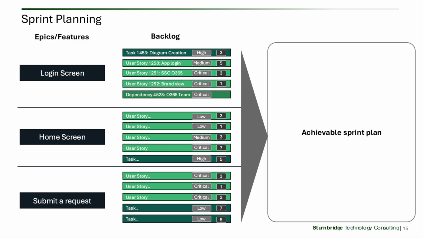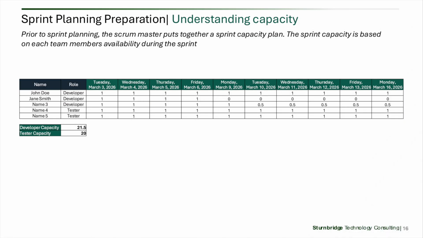A better approach starts with capacity. Capacity planning means understanding how much time and effort the team can realistically apply during the sprint. That includes looking at each team member's availability. Vacation, holidays, training, support responsibilities, reduced allocation, and other commitments all affect sprint capacity. If those factors are ignored, the sprint plan becomes a wish list rather than a delivery plan.